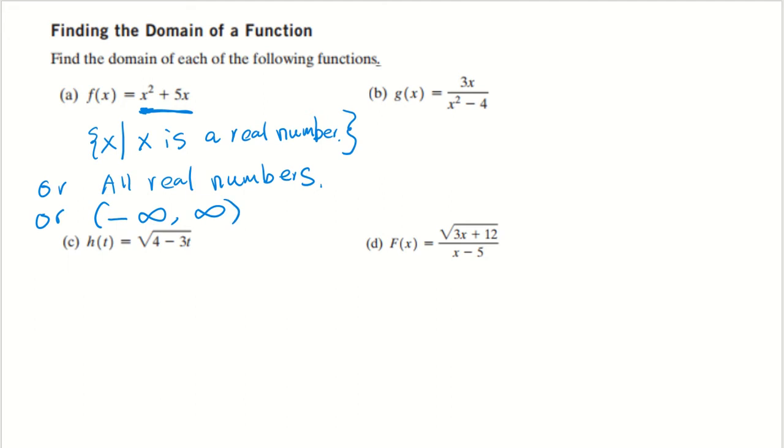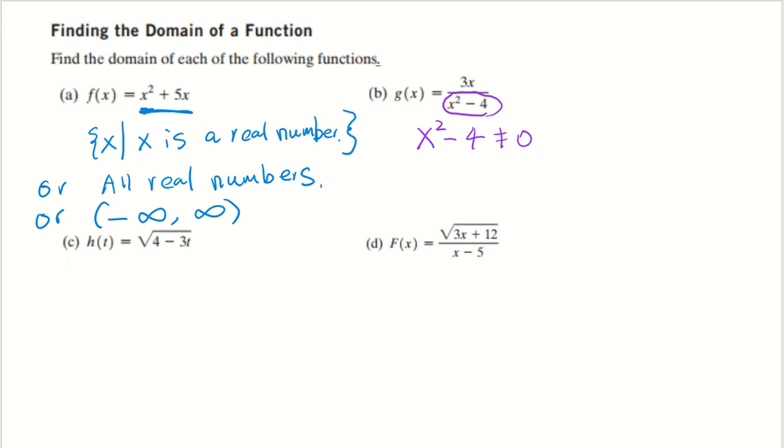All right, so for B here, find the domain of the function g of x equals 3x over x squared minus 4. So what x cannot be equal to for this function? Let's look at the denominator. We know a denominator can never be equal to 0. So in this case, we have some kind of restriction that x squared minus 4 cannot be equal to 0. All right, let's solve this.